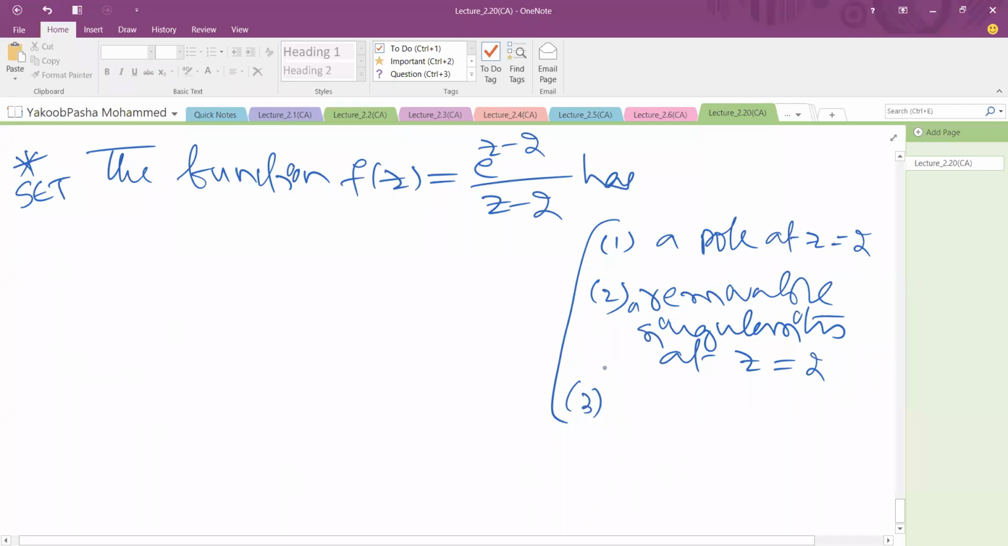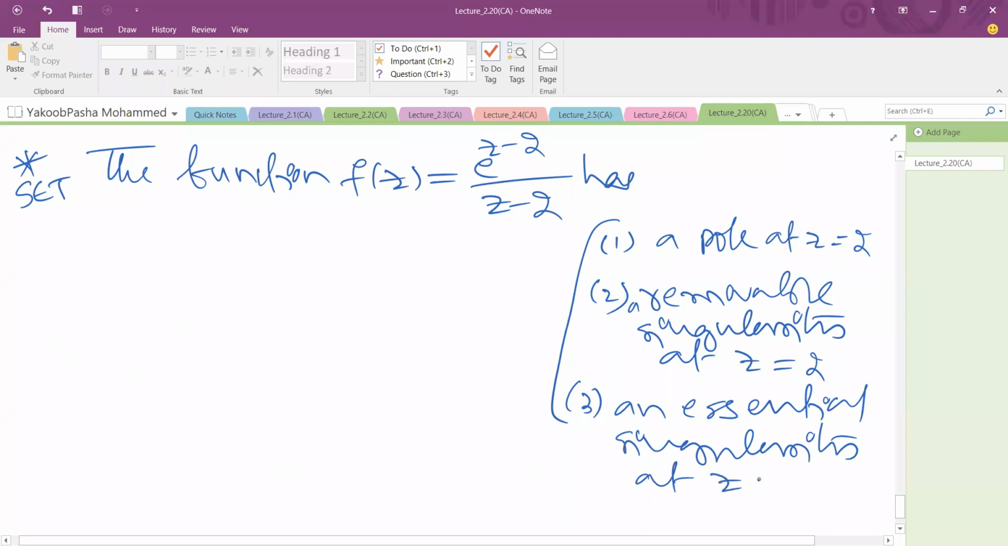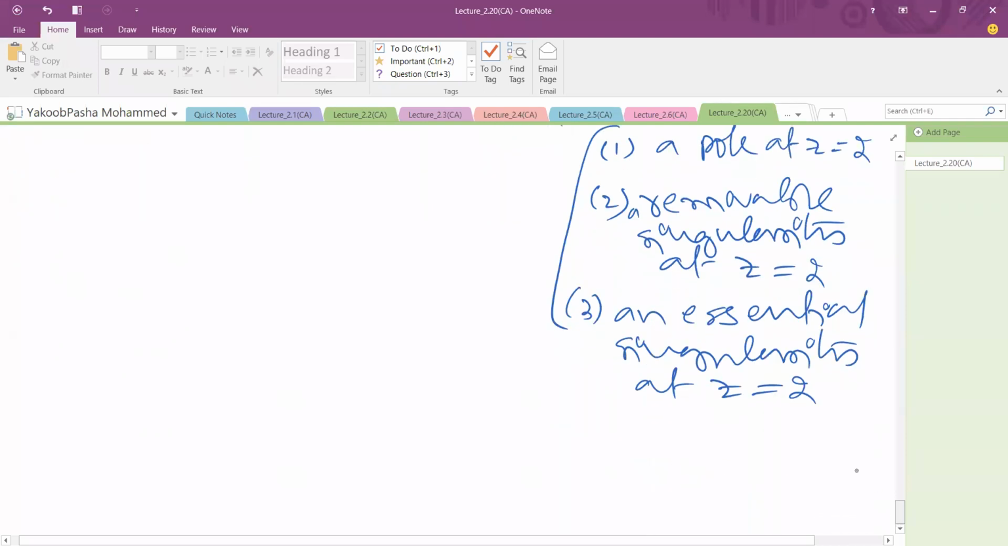Third option, an essential singularity at z is equal to 2. And the fourth option is a regular point at z is equal to 2. Okay.